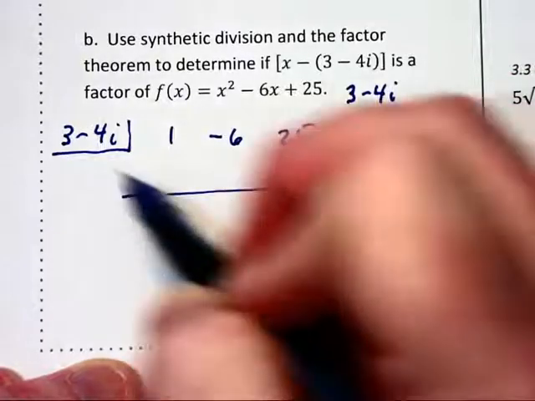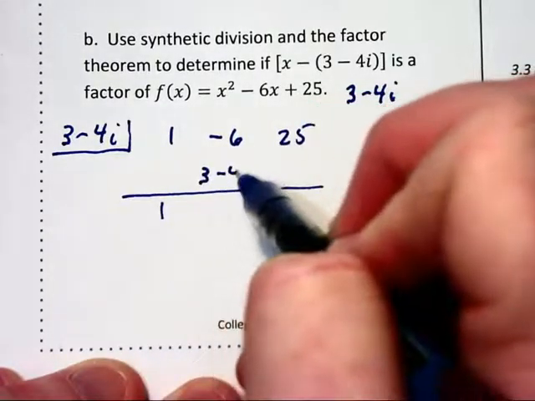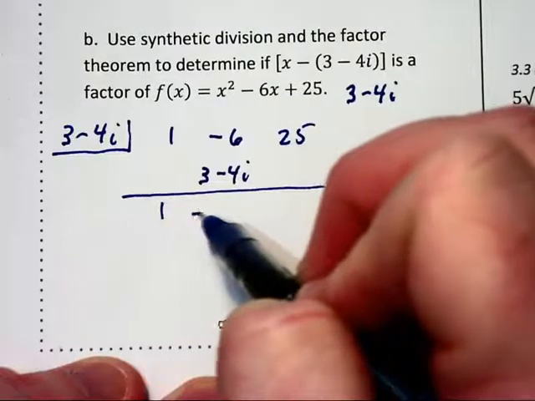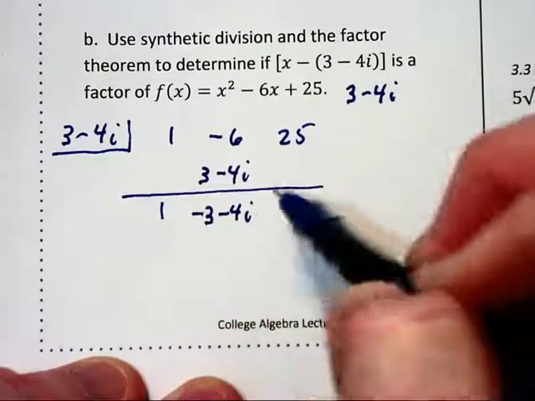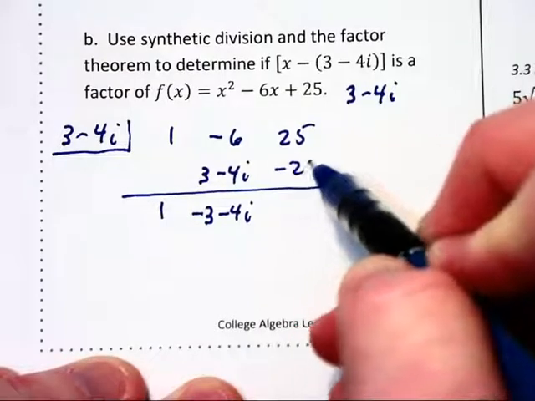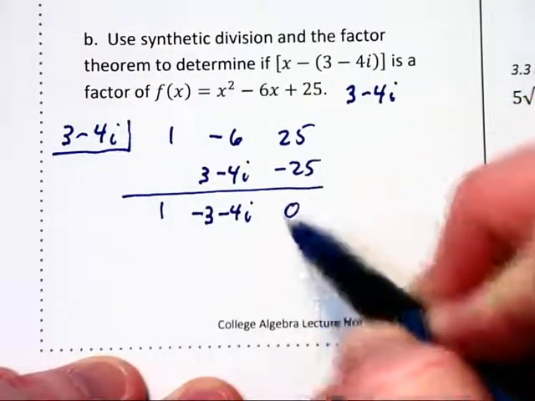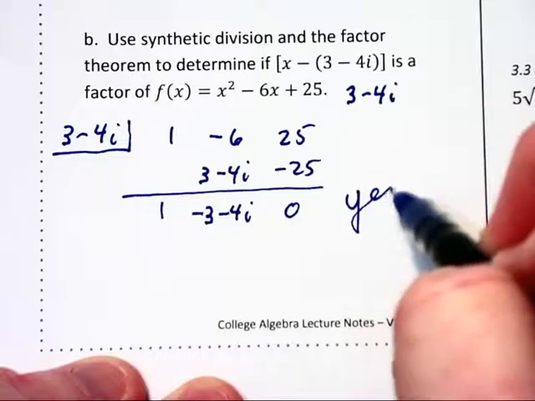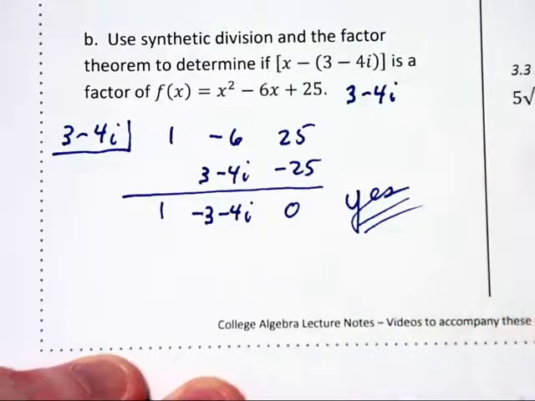Bring down our 1, do our multiplication, 3 minus 4i. Adding down, we have -3 minus 4i. This time when you FOIL, we're going to again get -25. Adding down, we get 0, and when the remainder is 0, the answer is yes.